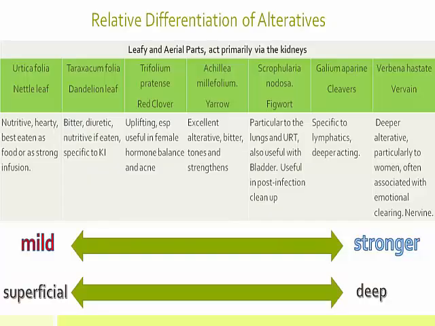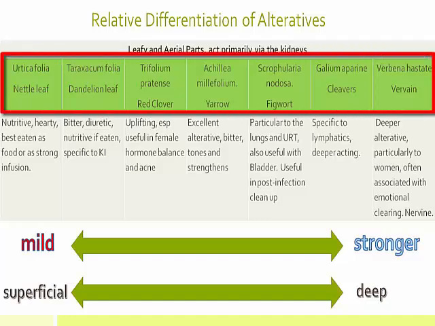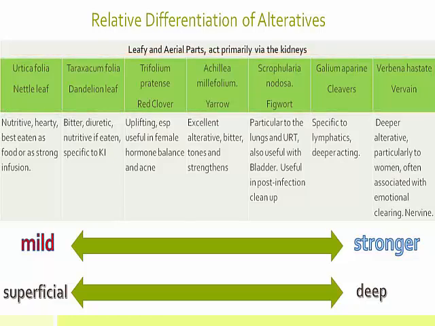Here is our chart on alteratives. We're going to see two different parts of this. We're going to start with the green ones, which are our leafy alteratives, and then we're going to look at the roots, which tend to be a little bit deeper acting. But first, let's talk about our leafy alteratives. Now, it certainly doesn't mean you can't use the two together. You absolutely can. In many cases, we do.